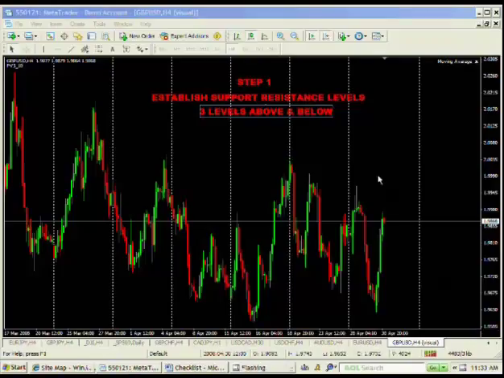Now, when we first open our chart for analysis, the first thing we want to do is establish support and resistance. And we want to establish support and resistance 3 levels above and 3 levels below. And we do that by starting from the direction of the current move. For instance, right now our current move is up here.